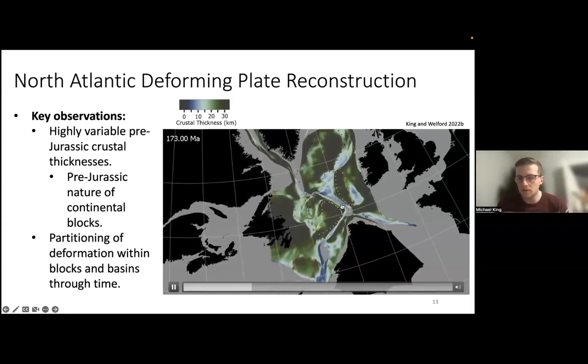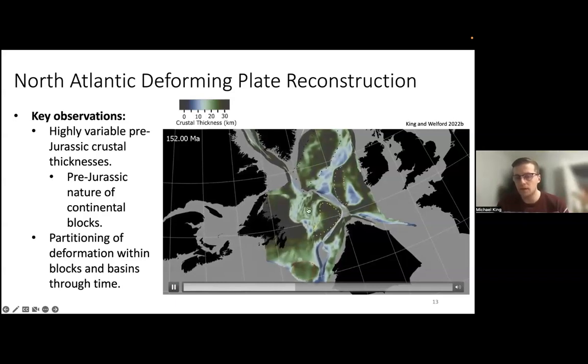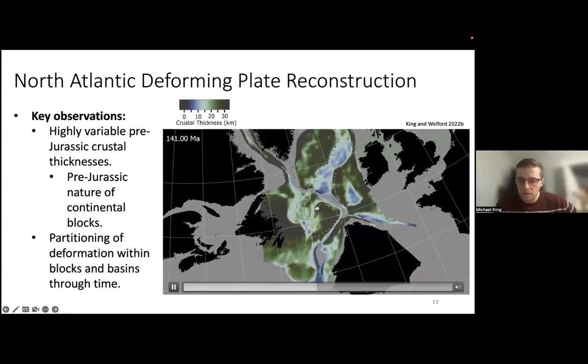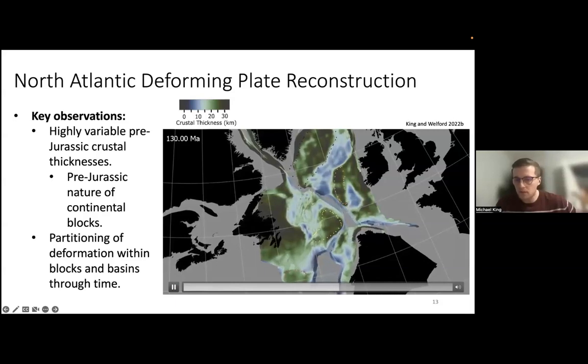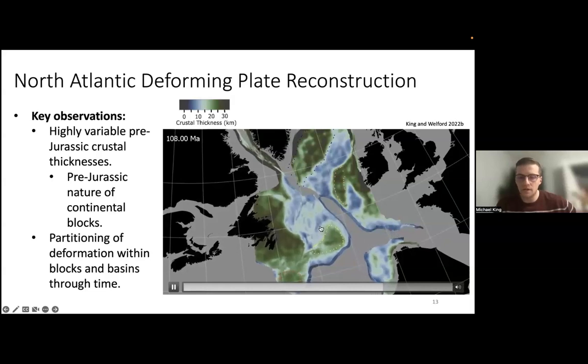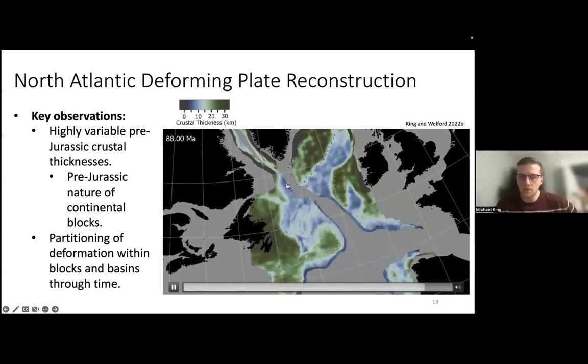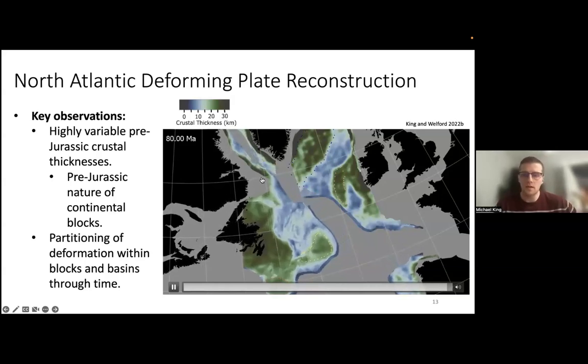For example, we see the rotation of the Porcupine Bank causing crustal thinning within the Porcupine Basin here. Similar within the Orphan Basin, we start seeing the Flemish Cap rotate, especially when Iberia starts to take off. We see the deformation within the Galicia Interior Basin here. And then as we get closer to present day, we start seeing that deformation migrate to the northwest into the Labrador Sea and Baffin Bay.